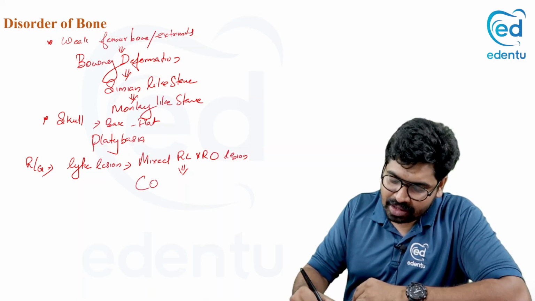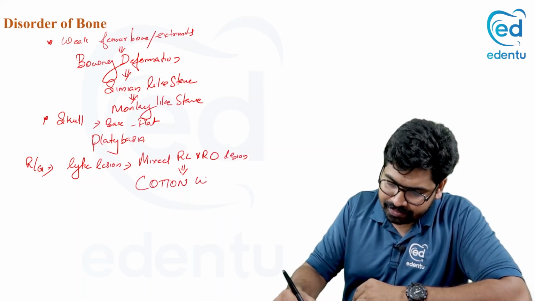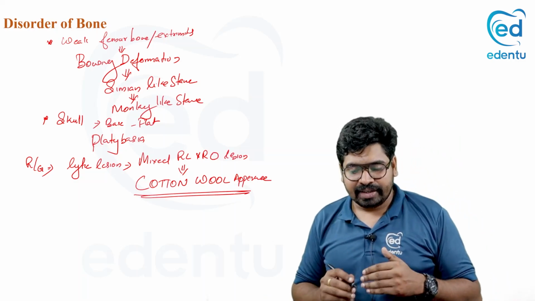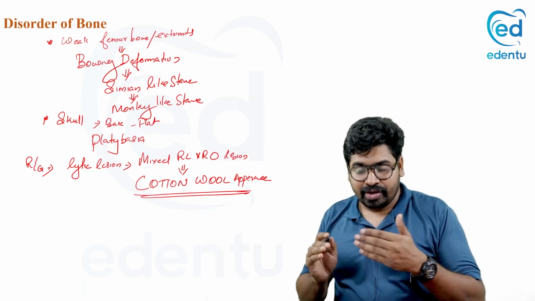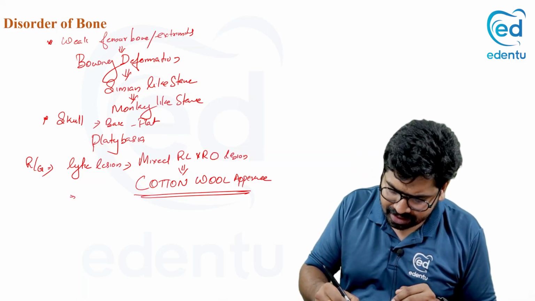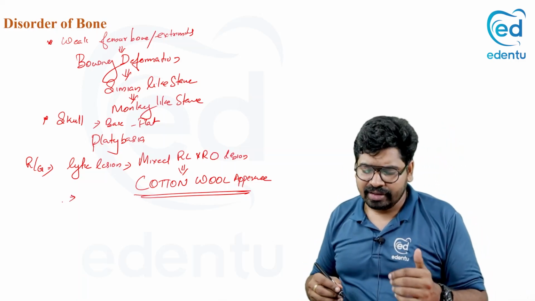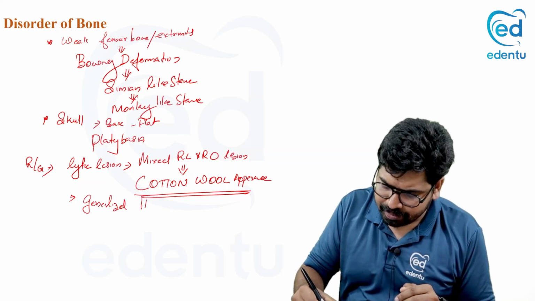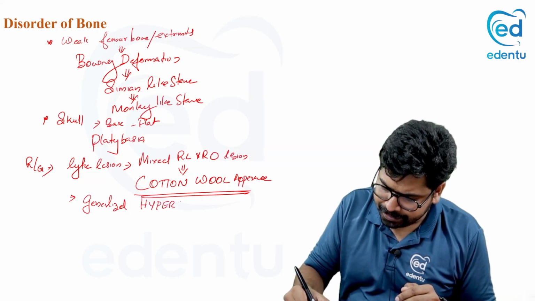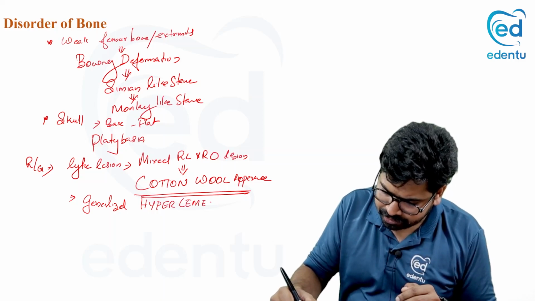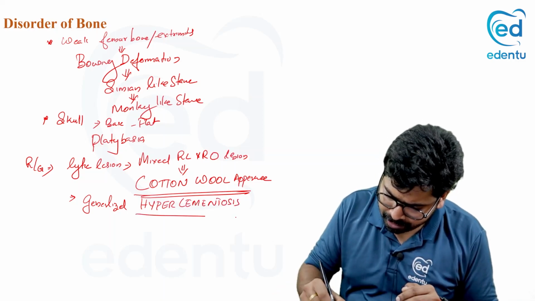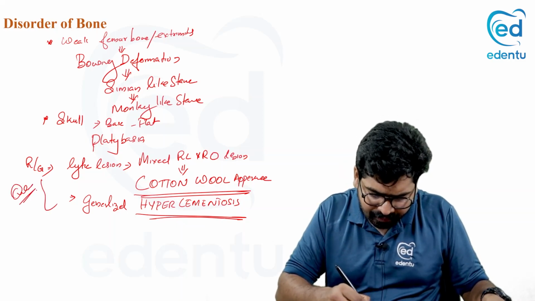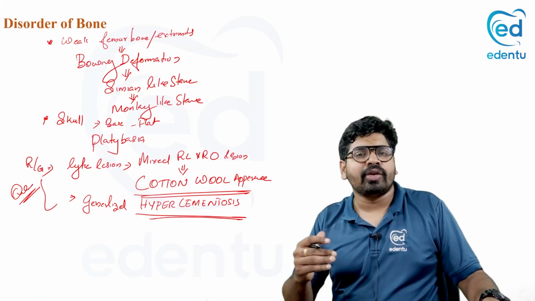disease that is known as the cotton wool appearance. That is a peculiar feature of Paget's disease. The other thing is that in Paget's disease there is generalized hypercementosis. Hypercementosis is also a striking feature. These are all very important question areas in your Paget's disease.